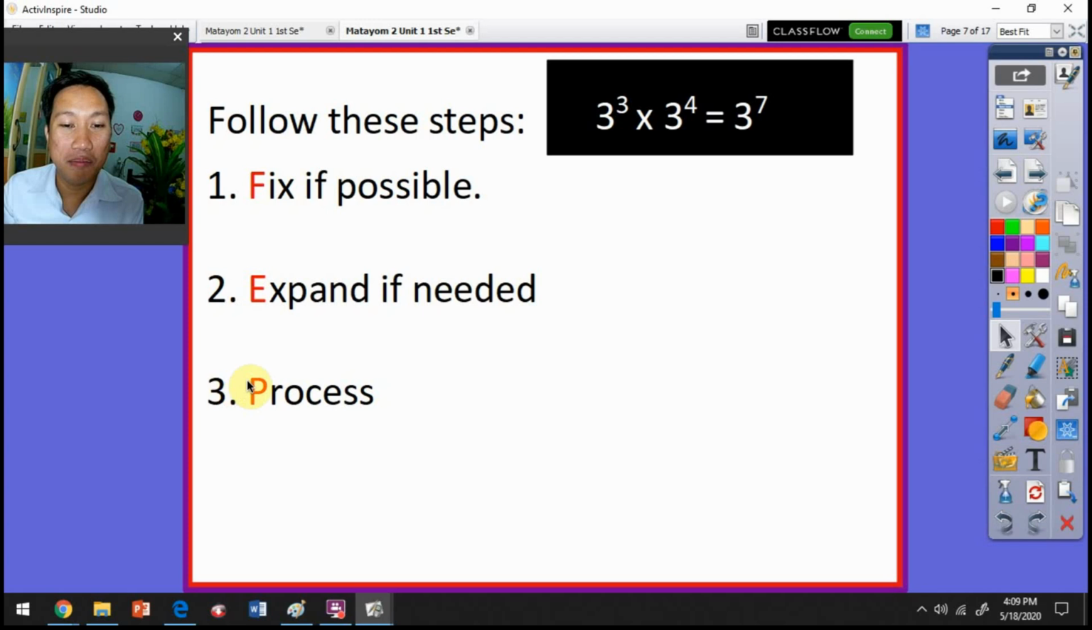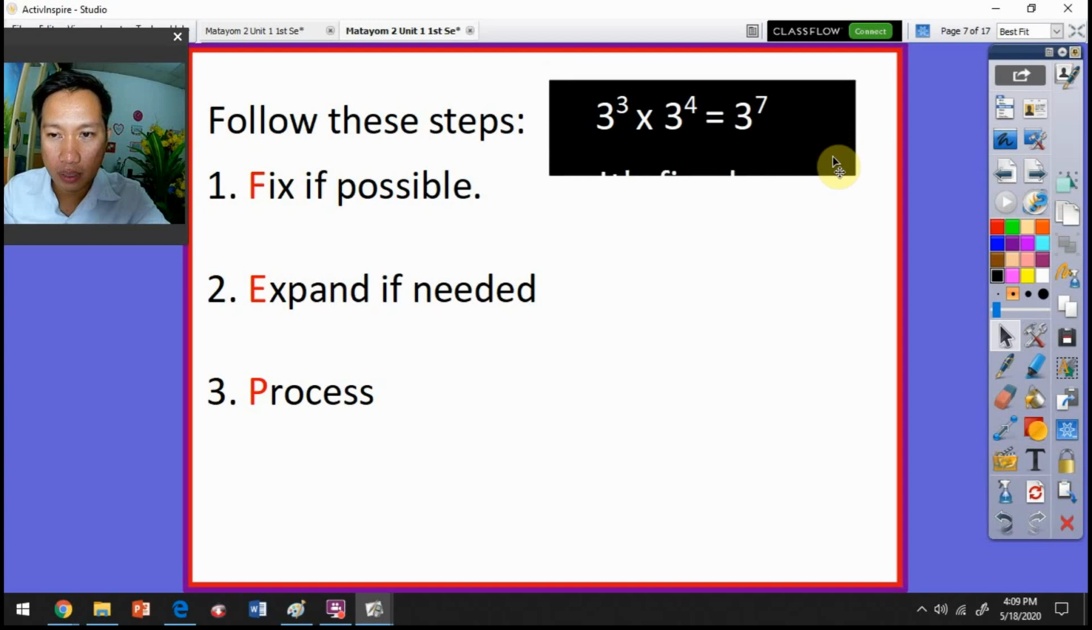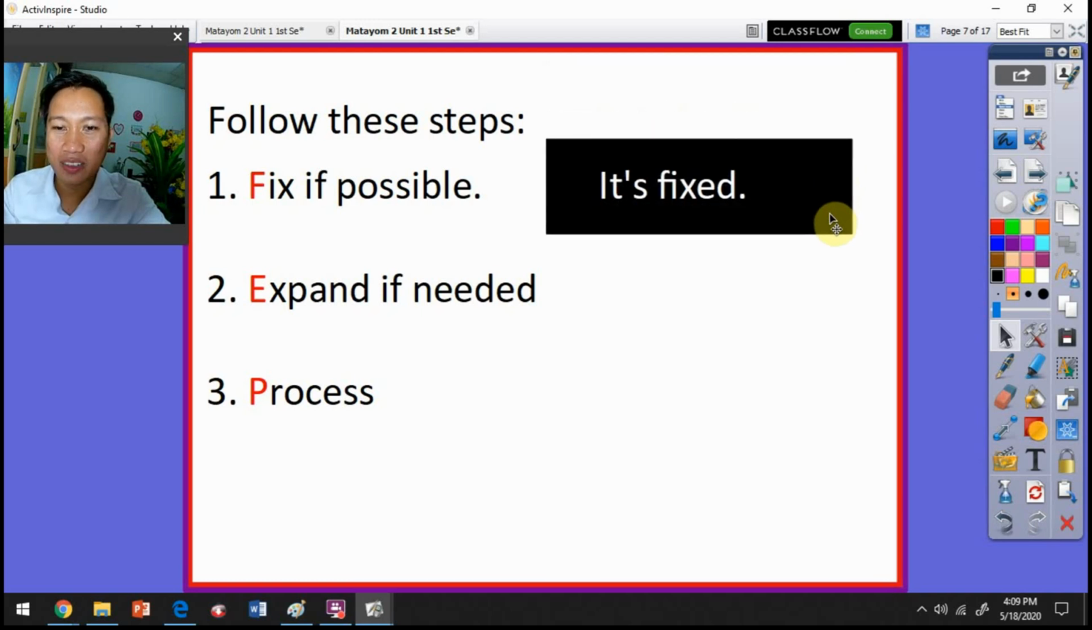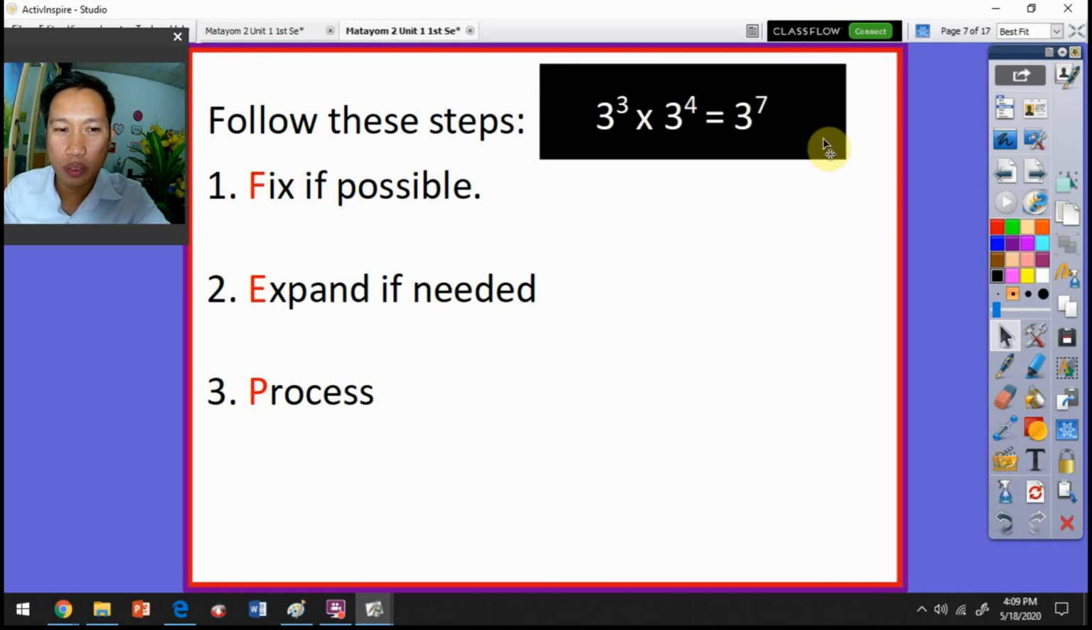FEP: fix if possible. You have to fix if possible. Second, expand if needed. You have to make it longer. And letter P is process, meaning you have to do the rule, or you have to combine if you need to combine. So here's our problem: 3 to the power of 3 times 3 to the power of 4 is equal to 3 to the power of 7.